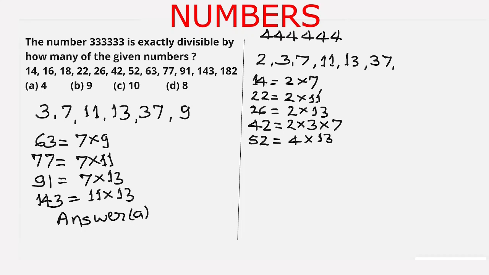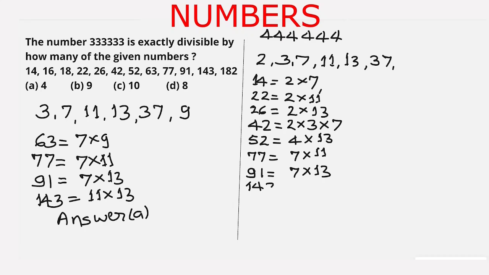The next number is 63. This number is not divisible by 63 as it is not divisible by 9. So it cannot be divisible by 63. This number is divisible by 77 as it is divisible by 7 as well as 11, and 11 times 7 is 77. This is also divisible by 91 as 91 is the product of 7 and 13, and the given number is divisible by 7 as well as 13.